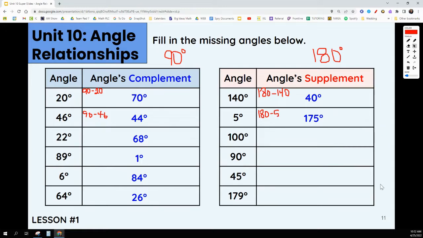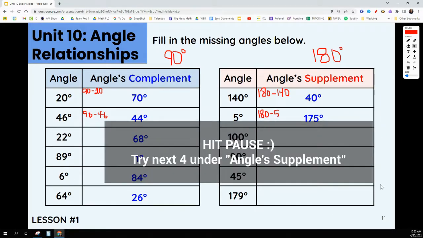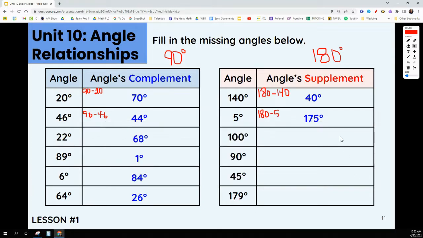Okay, pause the video. I want you guys to do the last 4. All right, you should have gotten 80 degrees, 90 degrees, 135 degrees, and 1 degree.